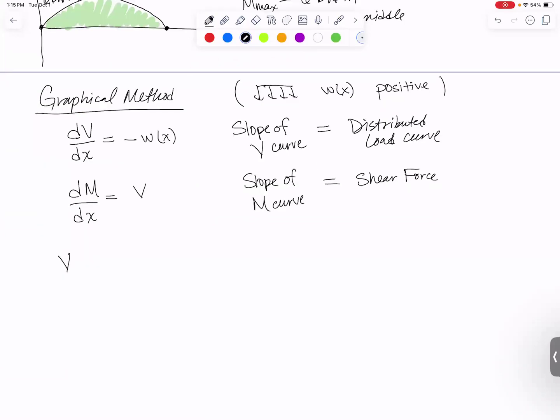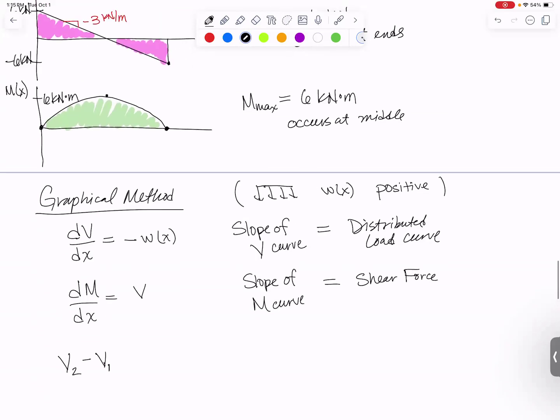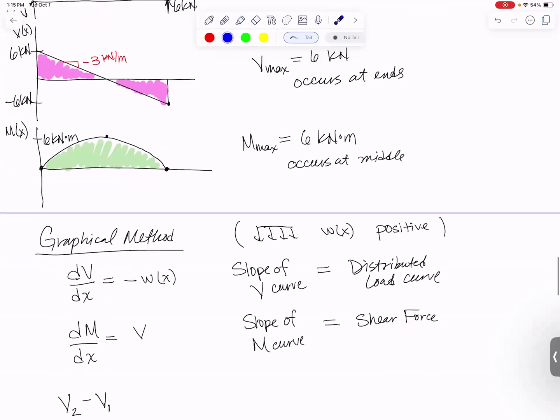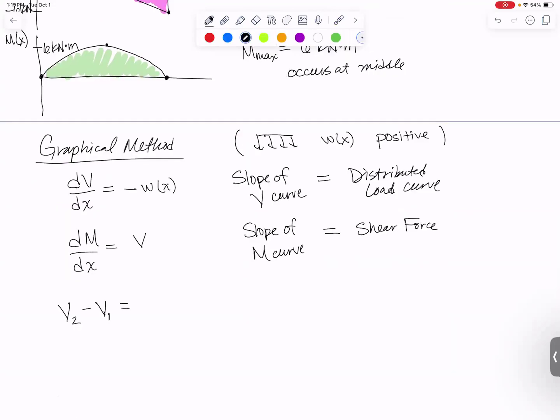If I'm looking at 2 different points along the curve, if I find the change in the V, so let's say I'm going from here to here, and I want to find how much does V change going from point A to point B. This is going to come from integrating, technically there's a minus here, W of X dx between points 1 and 2.